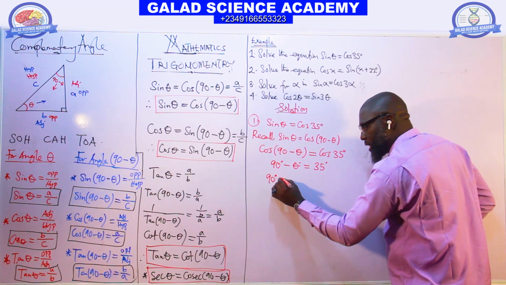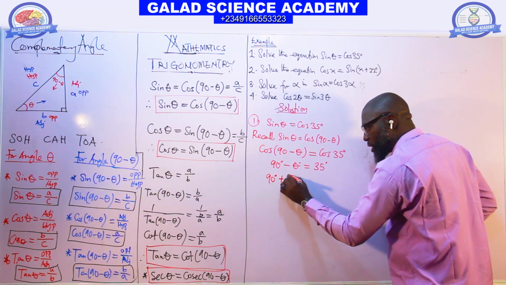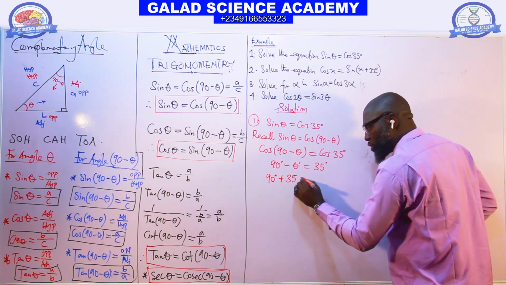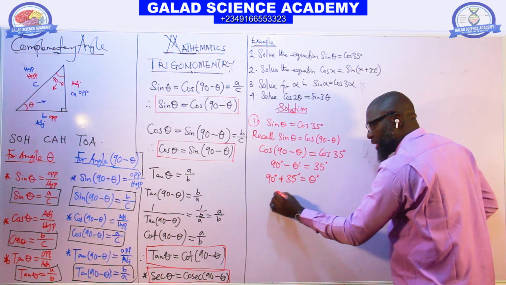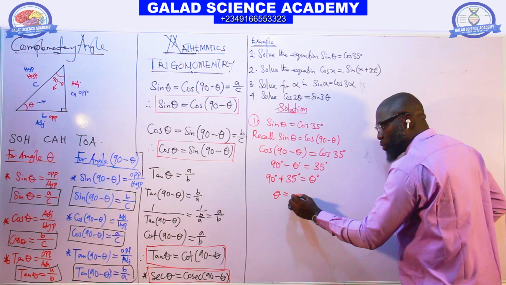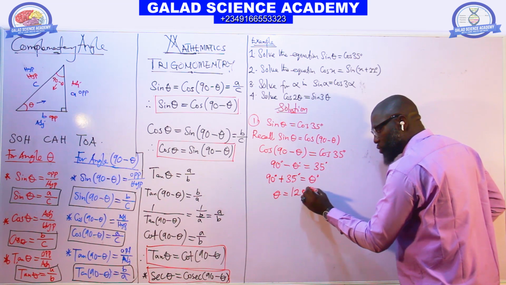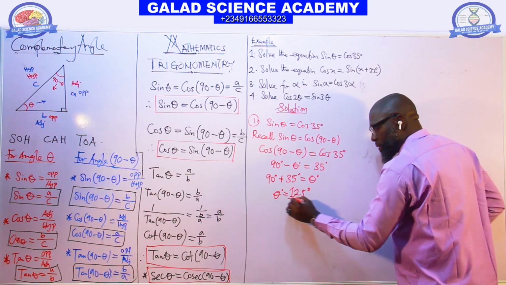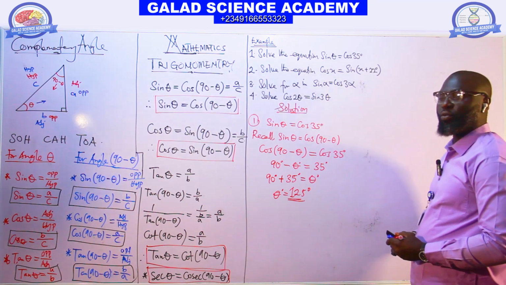90 degrees minus or plus 35 equal to theta. At the end of the day, our theta will give us 125 degrees. That's the final answer for that one.